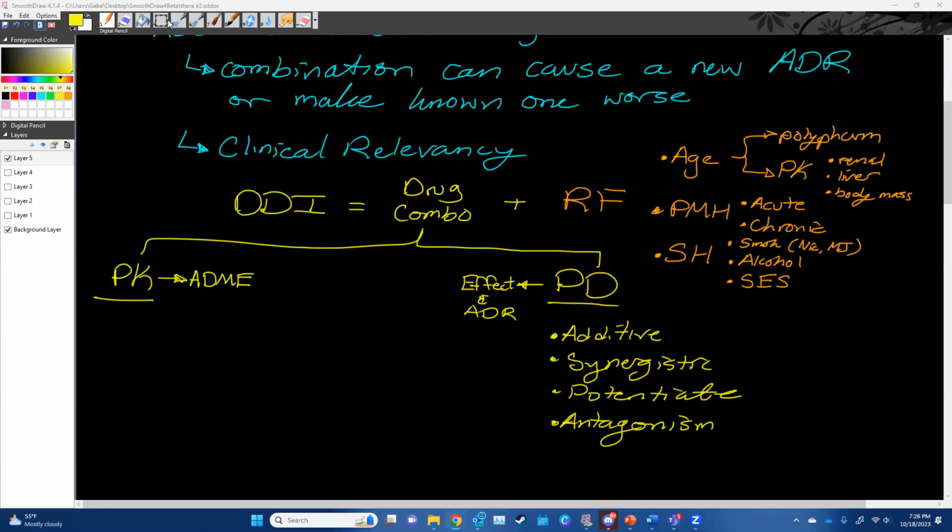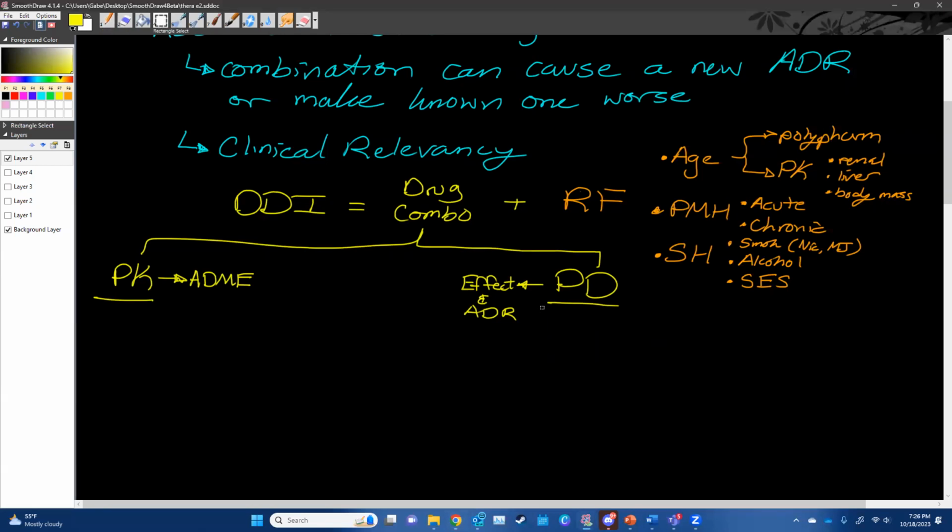Let's go through each one of these with an example. I think that will be the best thing that we can do. More heavy on PK than PD. Do you want examples for PD or maybe not? Maybe not. Okay. Let me put these back. Additive, synergistic, potentiate, antagonist.